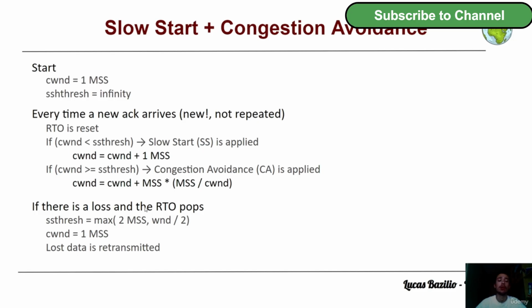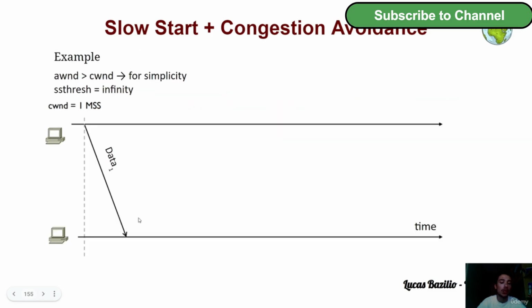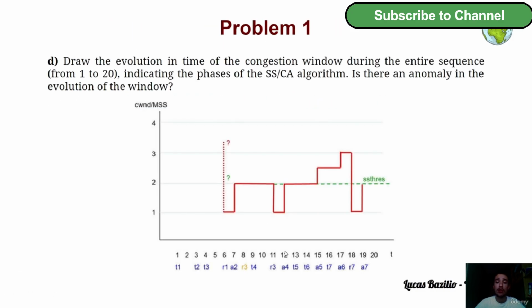And so now, as we have a loss, we need to compute the maximum between 2 maximum segment size and the window, which is 2 divided by 1. In this case, divided by 2, this gives us 1, right? Keep in mind that what we are computing now is on the exchange 11, since we have this retransmission and the value of the window is 2, okay? Now we need to compute the value between 2 maximum segment size and the value of the window, which is 2 divided by 2, which gives us 1, right?